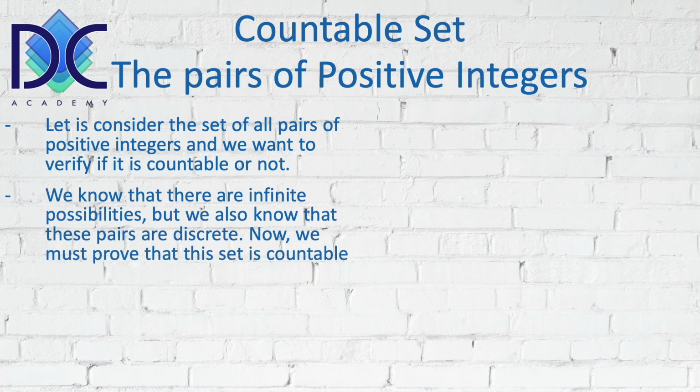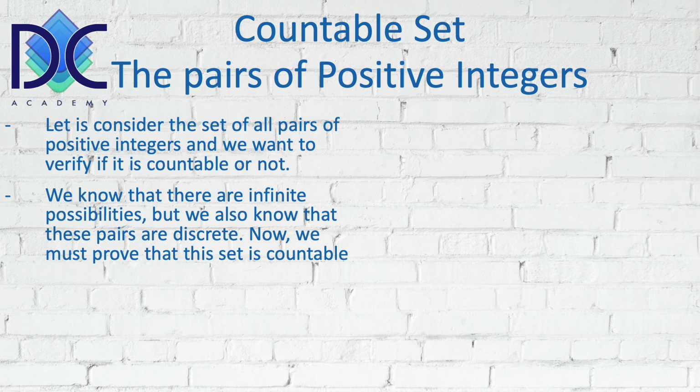Now, we know that there are infinite possibilities. We know that the pairs are discrete. It's not continuous. So basically, we can already imagine, since the fact that we have an infinite discrete set, that this infinite discrete set will also be countable. It will have the same cardinality as the set of the natural numbers.